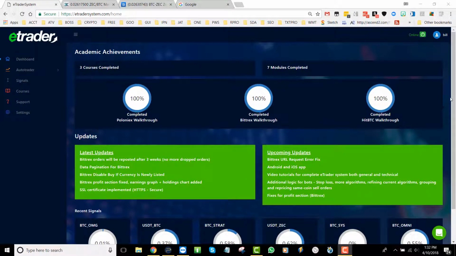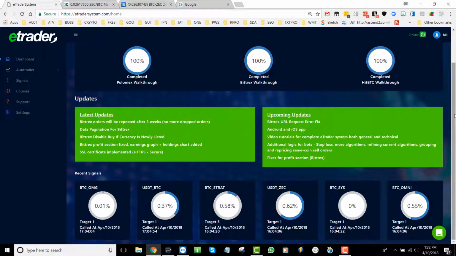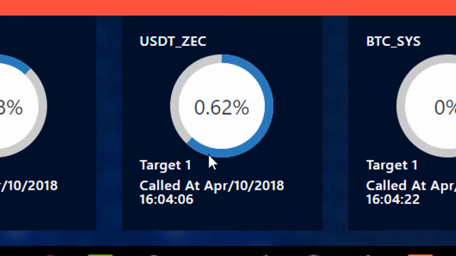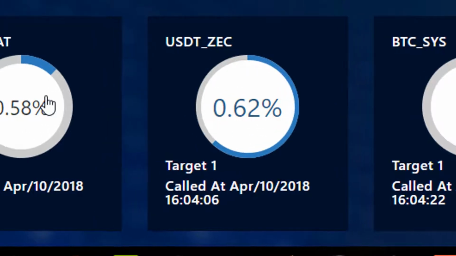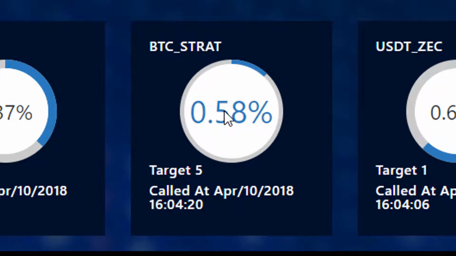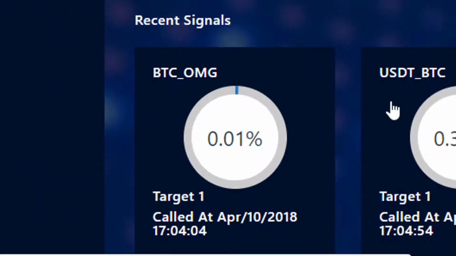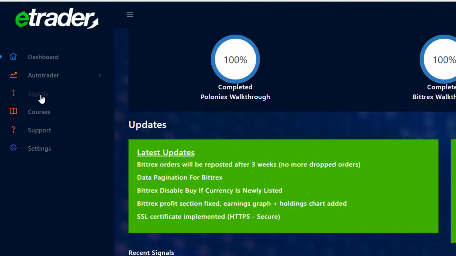Here I am right on the dashboard. Some of these are new, these latest updates. I would definitely suggest you keep up with this. It's really great work that they're doing to make the software better and better. Here we see the most recent signals. You can see here if you had made this purchase earlier today, you'd be up almost 1%. Here's a little over 0.5%. Here's some OmiseGO. But if you want to get all the signals, we would come over here to the left-hand menu and we click on Signals.